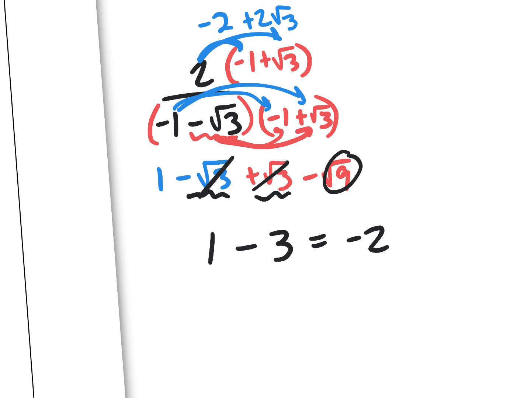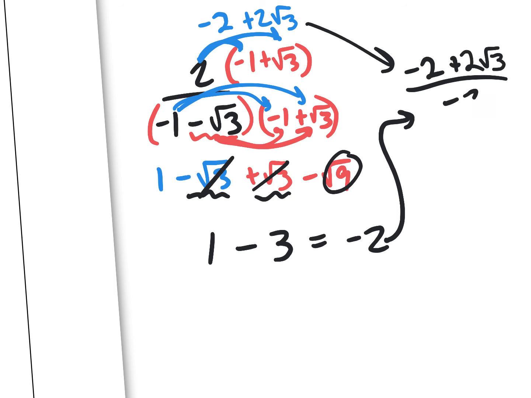So up on top, we have the minus 2 plus 2 square roots of 3. And on the bottom, we have a minus 2. So that's our answer. But in this case, all 3 terms are divisible by 2, or better said, negative 2. If you divide by negative 2, that'll cancel out to be 1. Divide by negative 2, that'll cancel out to be 1. Divide by negative 2, that'll cancel out to be a negative 1. So what we end up with is 1 minus the square root of 3. So that's the final answer there, 1 minus the square root of 3.